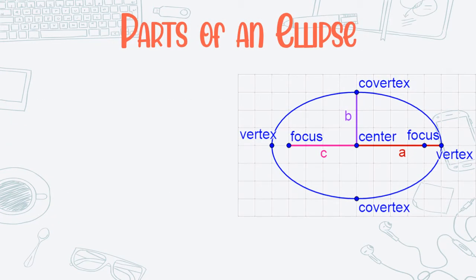In an ellipse, we also have vertices, which are denoted by V sub 1 and V sub 2. Now, the vertices are the endpoints of the major axis. Now, look at the illustration. Again, the vertices are the endpoints of the major axis. The term vertices is the plural form of vertex. Again, they are denoted by V sub 1 and V sub 2.